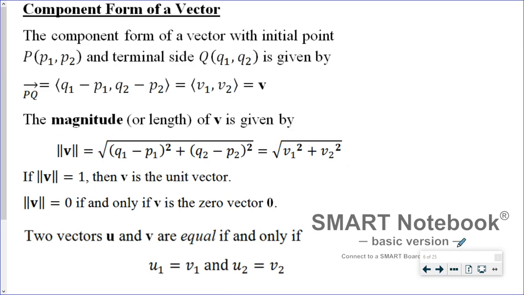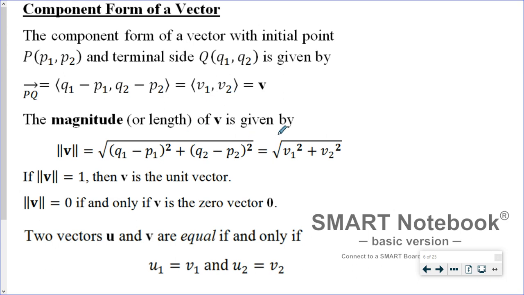The component form of a vector with initial point P, being P1, P2, and terminal point Q, Q1, Q2, is given by the vector PQ, and to get that in component form, all we have to do is do our Q1 minus P1, Q2 minus P2, and that will give us our component form v1, v2.